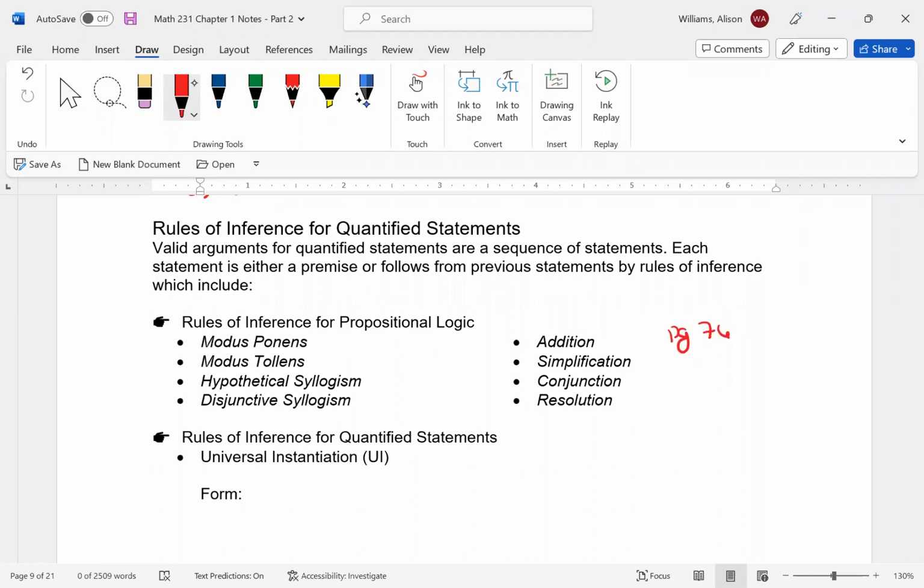Okay, so the first rule for quantified statements. So now we're moving into the propositional language with the for all and there exists language, okay, is what's called the universal instantiation. Instantiation. Okay, wow, that's a stumbly thing. Here's the form. We're given that for all x, P of x. Every x, proposition P is going to happen. So we can conclude then that it can happen for a very specific value c.